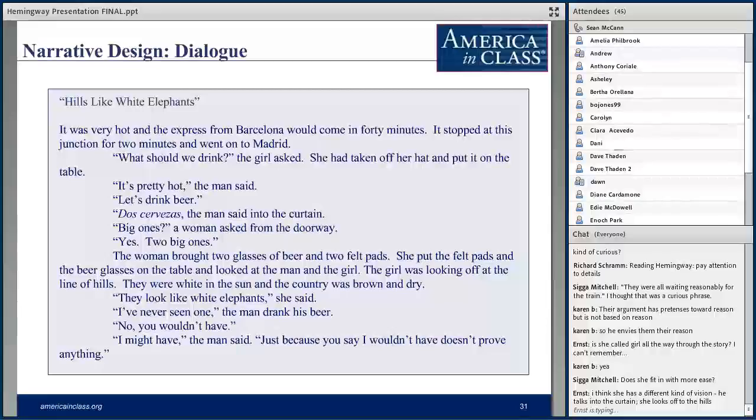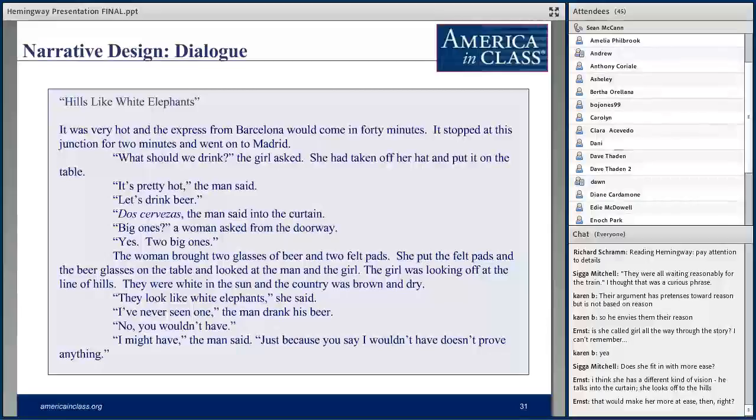But her provocation comes in the form of a question. So we have something like the illusion of agency: the woman asking the question, and the man being manipulative, frankly. I think the suggestion is that he knows what he wants them to drink, but he doesn't want to ask for it. So he says, it's pretty hot. And then she says, oh, you want beer. Let's drink beer.